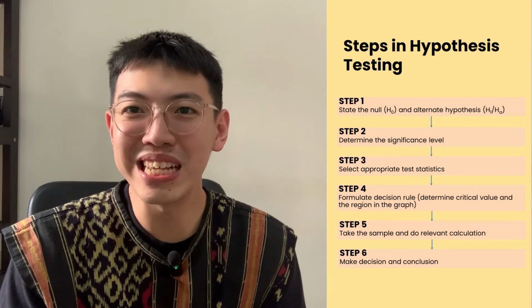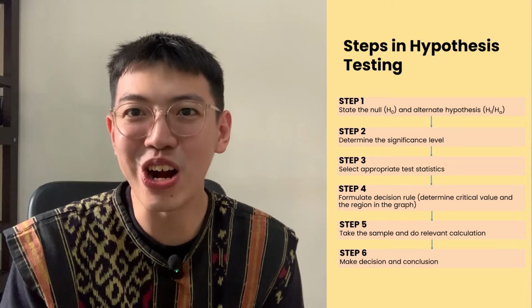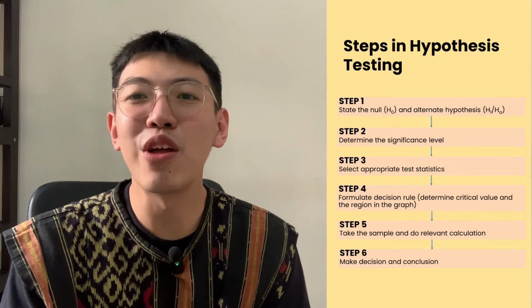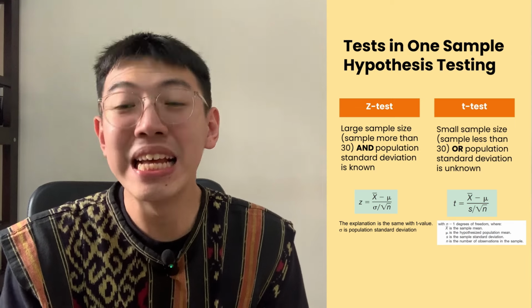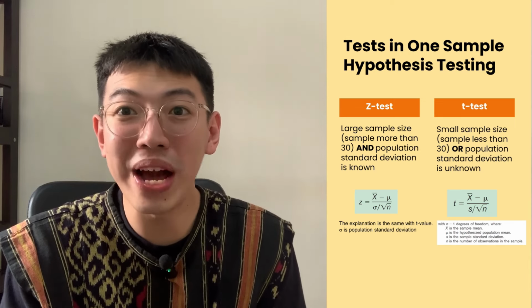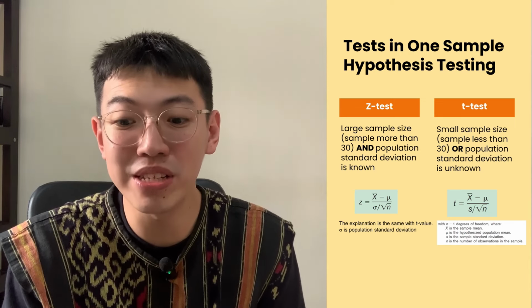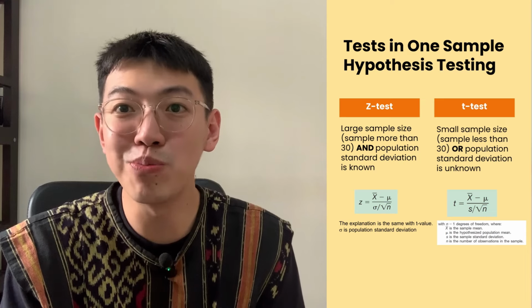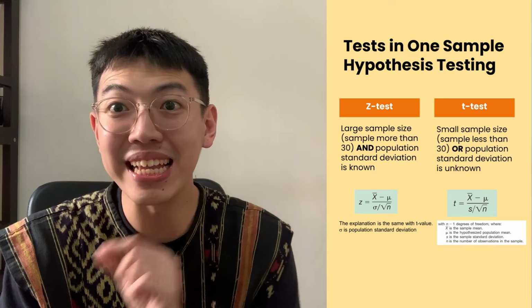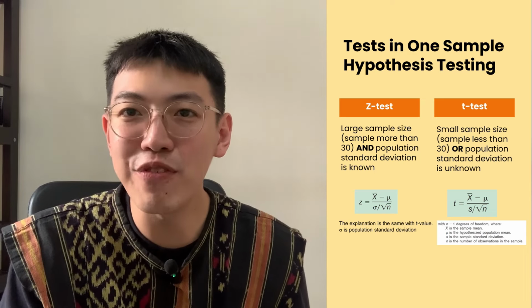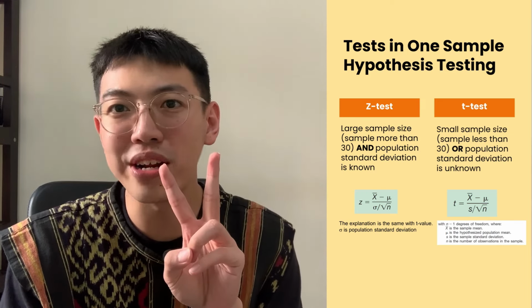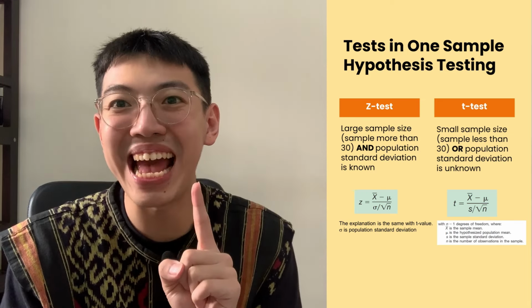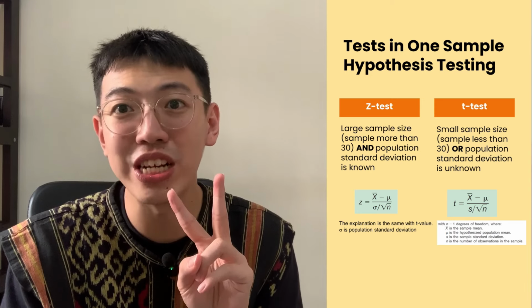To conduct one sample hypothesis testing, there are two common tests. The first one is Z-test, the second one is T-test. Z-test is used when we have large sample size. The sample is more than 30 and the population standard deviation is known. So you have met these two requirements, large sample size and population standard deviation is known.